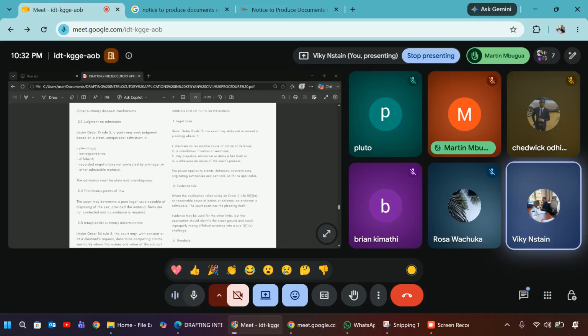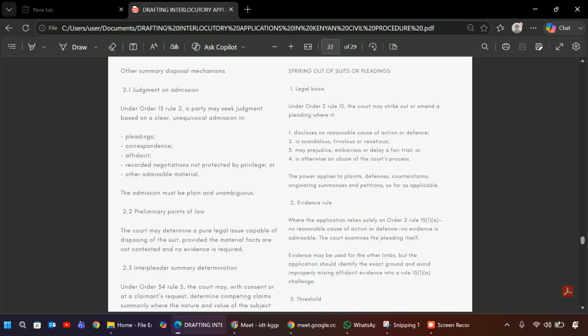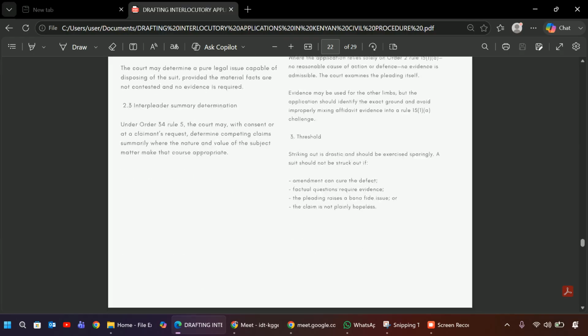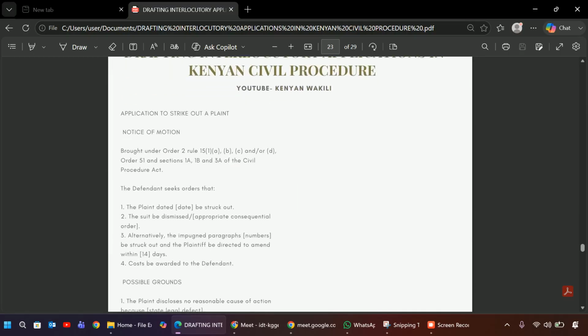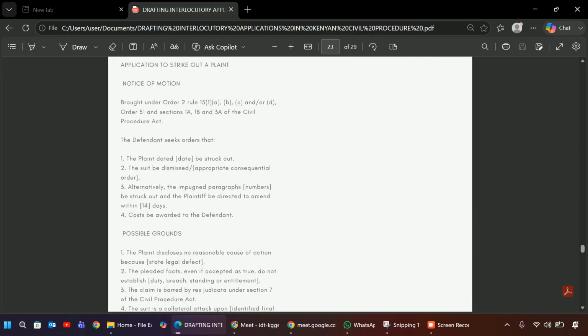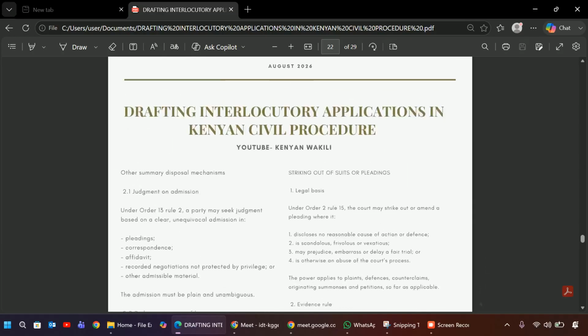Thank you. Before your screen now is striking out of suits or pleadings. And maybe we can brush through it, we see exactly if there is any application to be done. There is an application to strike out a plaint. Okay, let us see what it is saying.